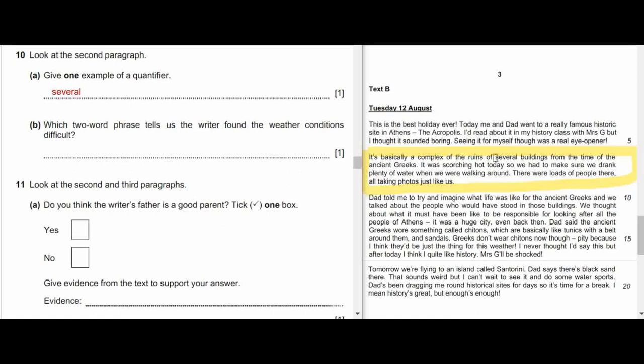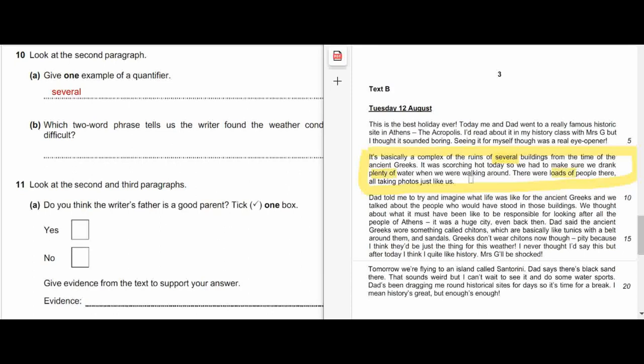Right, so our answer is taken from here: server. You can also answer plenty of, this is a quantifier, or lots of, or all. So these are all correct possible answers.